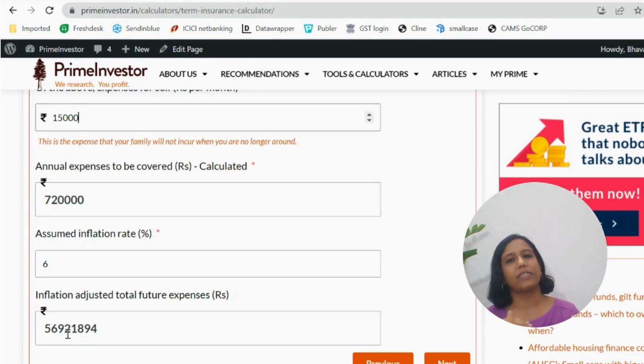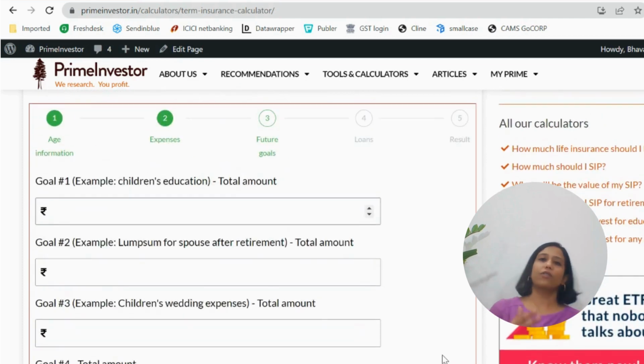So this is the first step in calculating the total. What are the expenses that you need the insurance money to meet in your absence? 5.7 crore in only monthly expenses. Then, expenses are not the only thing that you're saving towards or what your income is going towards. It's also going towards various goals. It could be your children's education, it could be retirement, it could be anything.